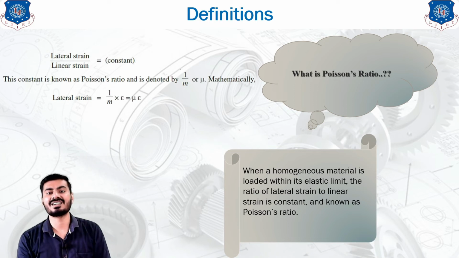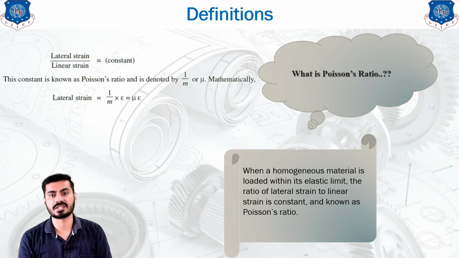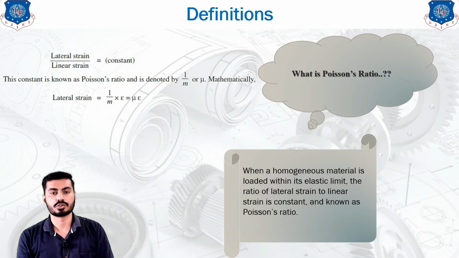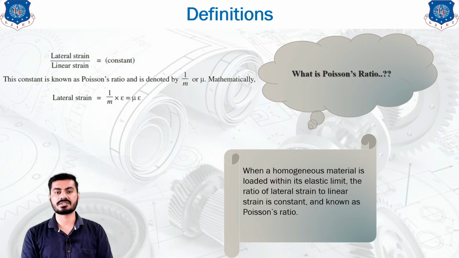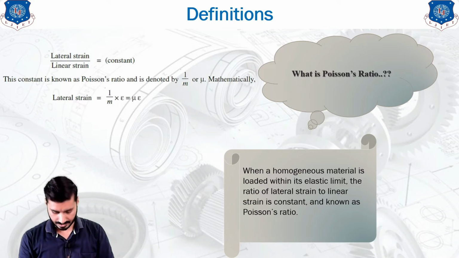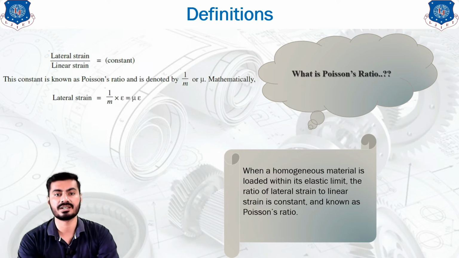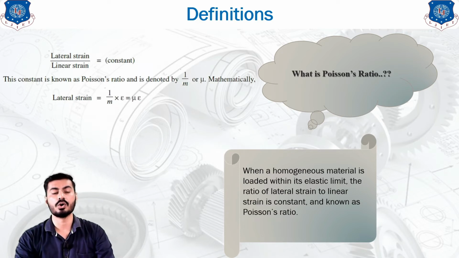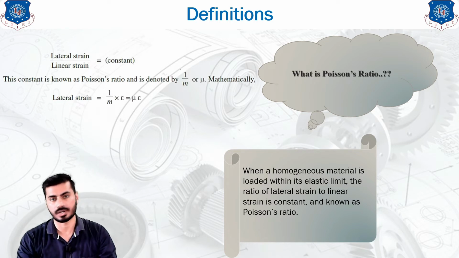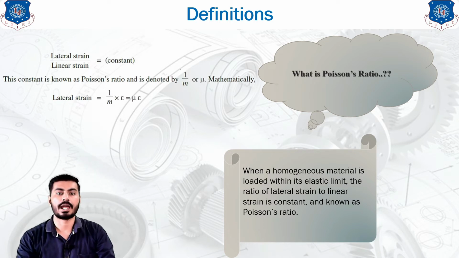So these are the different types of notation which can be used in your examples. These notations are represented by the equation as shown below, that is lateral strain equals 1 by m epsilon equals mu into epsilon. Now what is epsilon? Epsilon is nothing but the linear strain. So epsilon is the linear strain and the lateral strain can be denoted as epsilon dash.